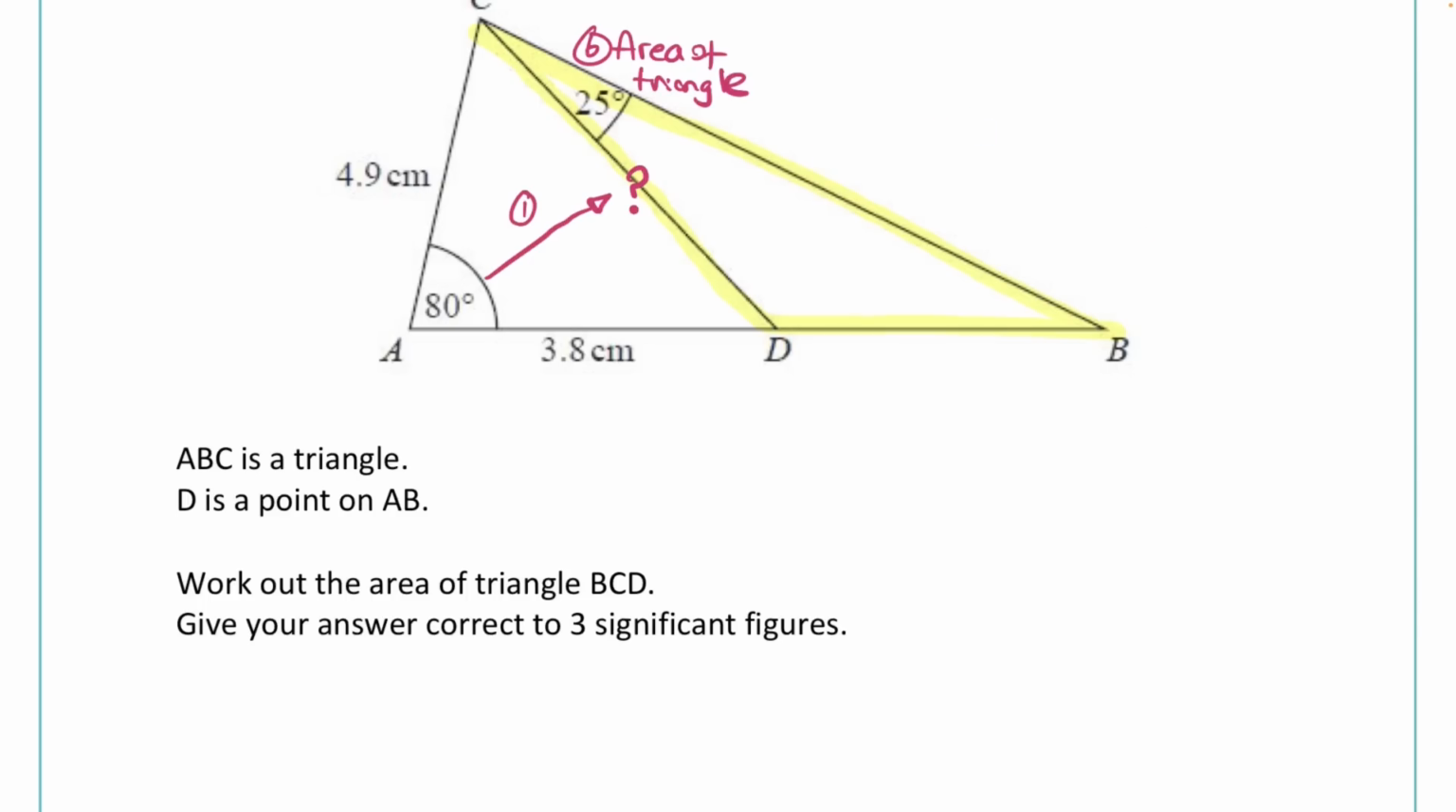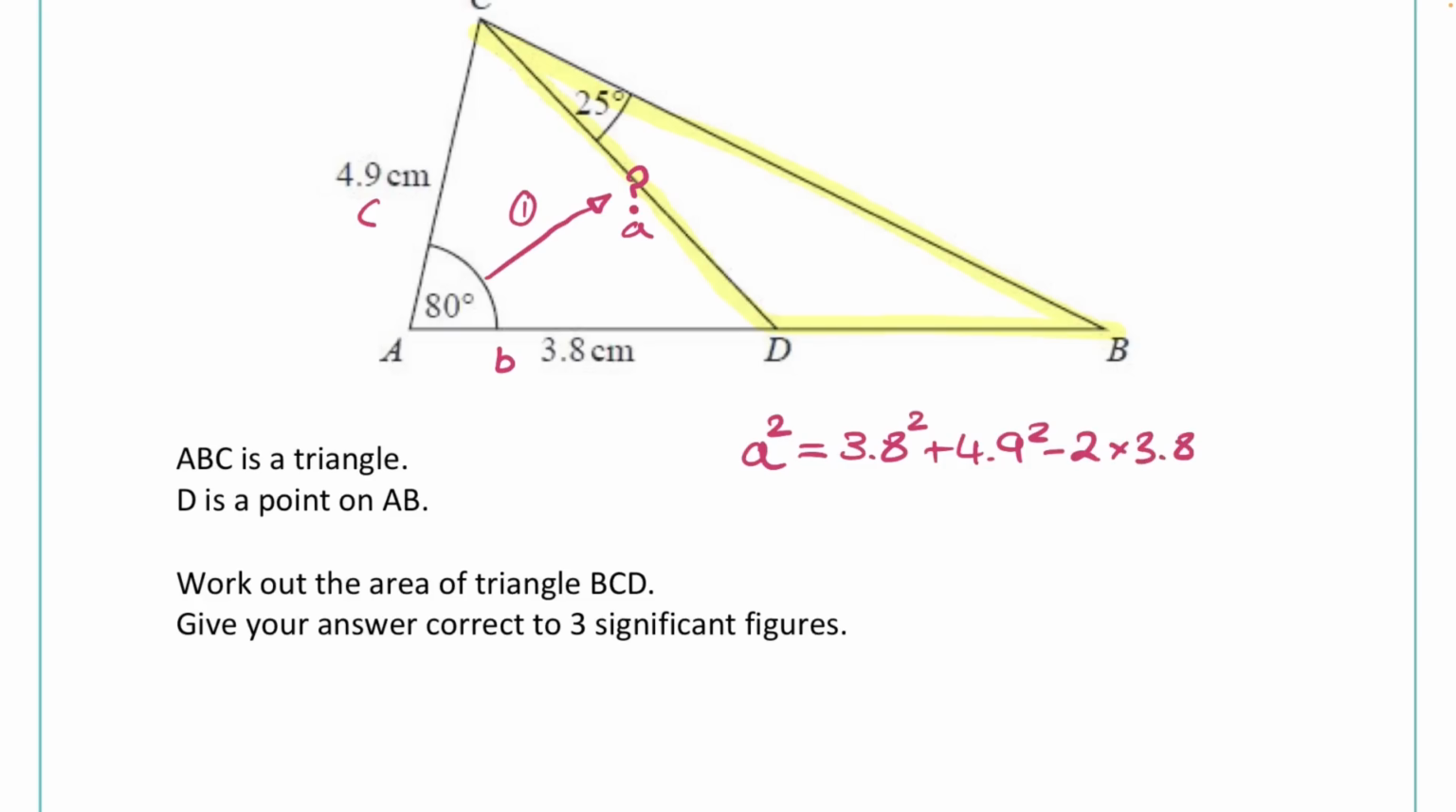Now, if you know the sine rule, the cosine rule, and the area of a triangle formulas, in terms of how to use them, then each individual step is not horrible here. But I need to first use the cosine rule, so a squared is equal to b squared plus c squared minus 2bc cos A. Now, if this is my a, this will be my b and c, and I do move my letters around for every stage that I do this. So 3.8 squared plus 4.9 squared minus 2 times 3.8 times 4.9 cos of 80. And there we go.